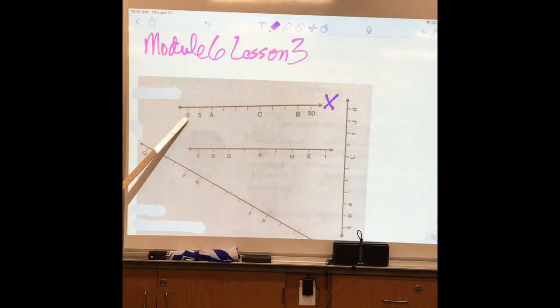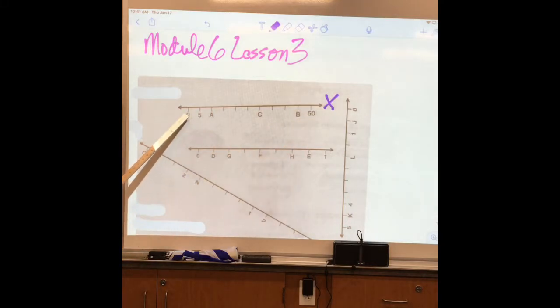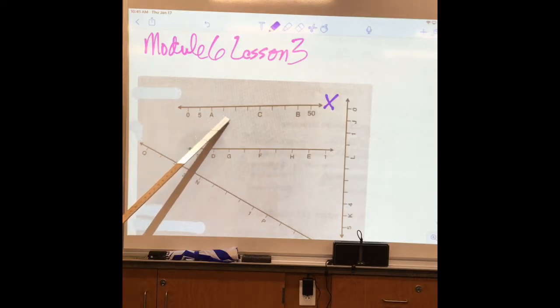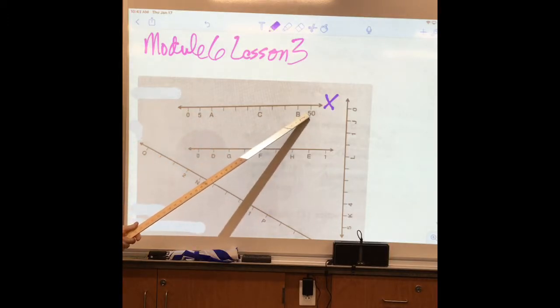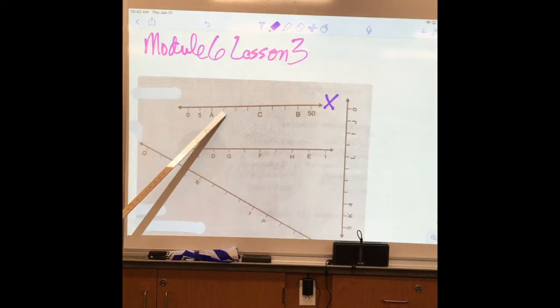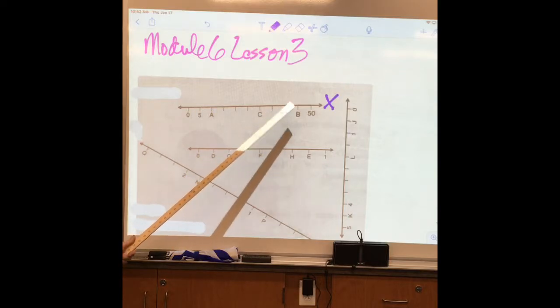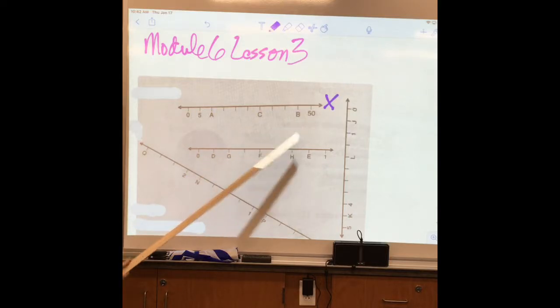Here's the 0, and I have a 50. And so it has 0, 5, something, all the way to 50, right? So what do you think we ought to do? Well, let's just take a shot, and let's count by 5, shall we? So we have 0, 5, 10, 15, 20, 25, 30, 35, 40, 45, 50.